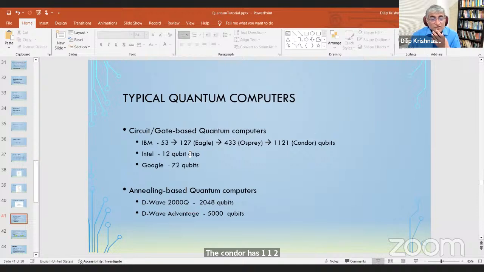Intel has a 12 qubit chip. So they're trying to put qubits on a chip. Google, I think, is still steady around 72 qubits.